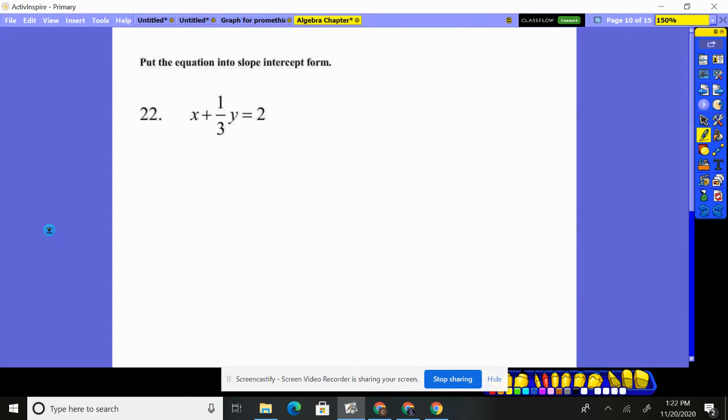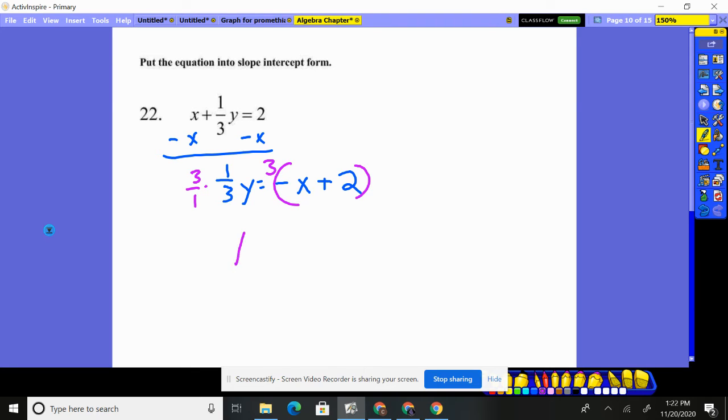All right, we need to move the x over, so subtract x. 1/3 y equals a negative x, or opposite of x, plus 2. How do we get rid of a fraction? You could divide by a third, but it's easier to multiply by the reciprocal. So since you multiplied the left by 3, you must multiply the right by 3. That gives me y equals negative 3x plus 6.